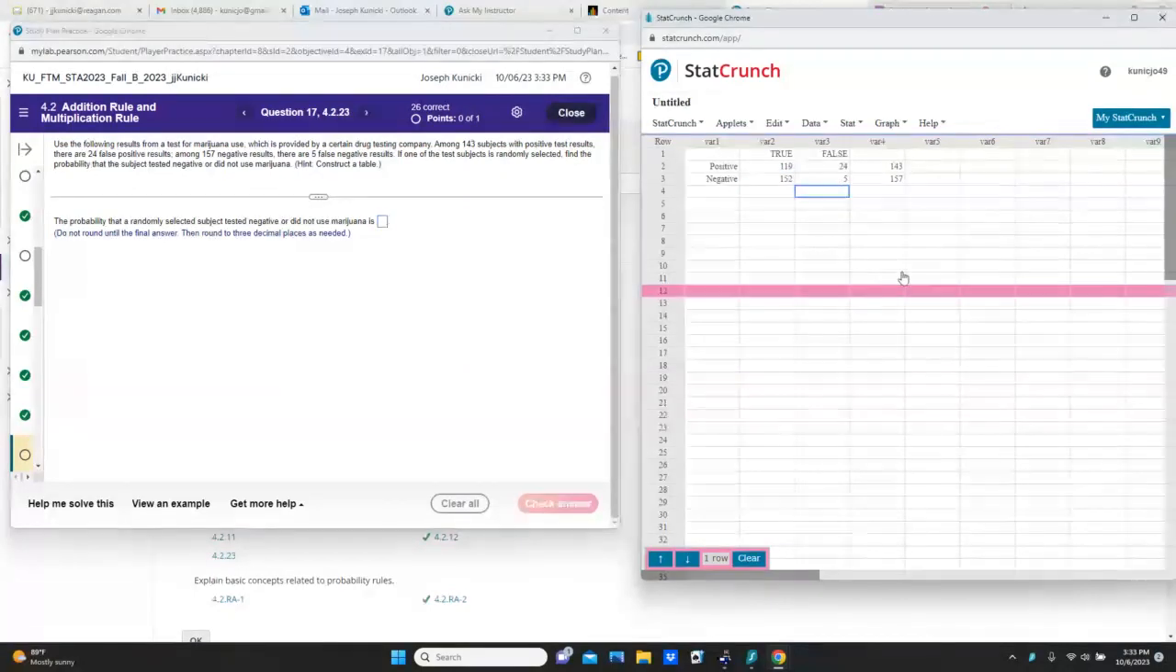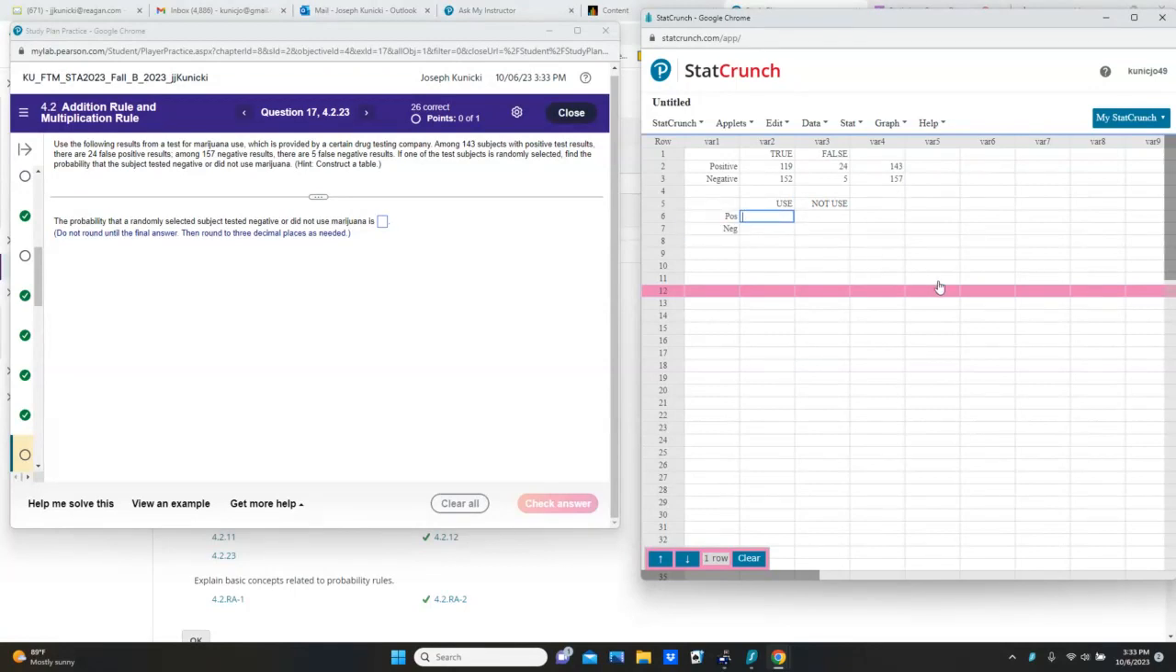All right, so they want to know who didn't use or tested negative. So we're going to create another table here. We're going to do use, not use, and still positive, negative.